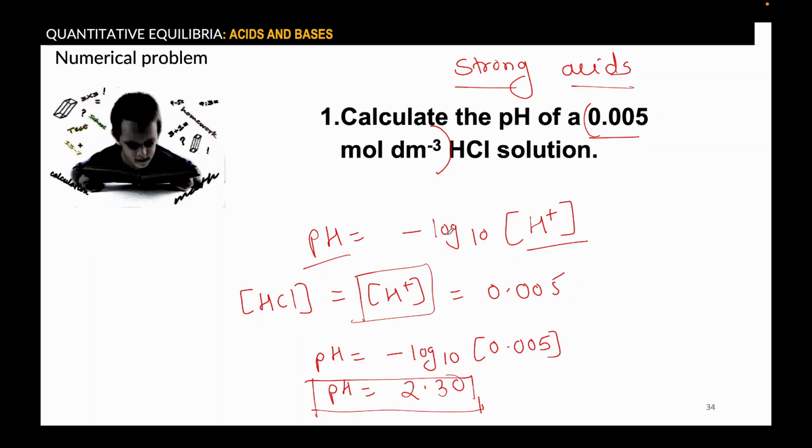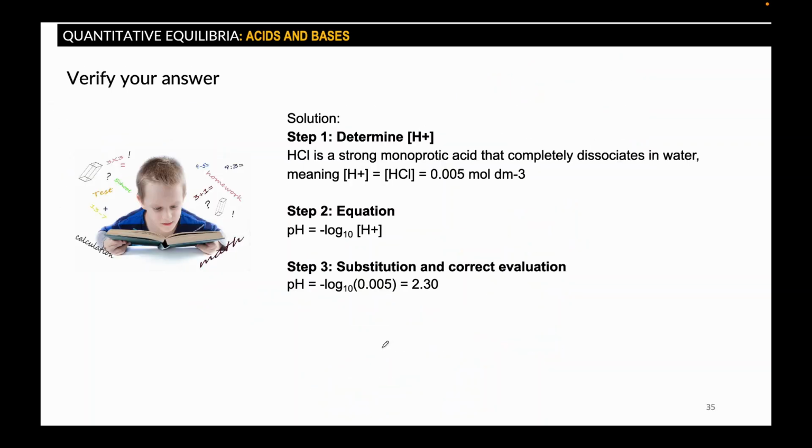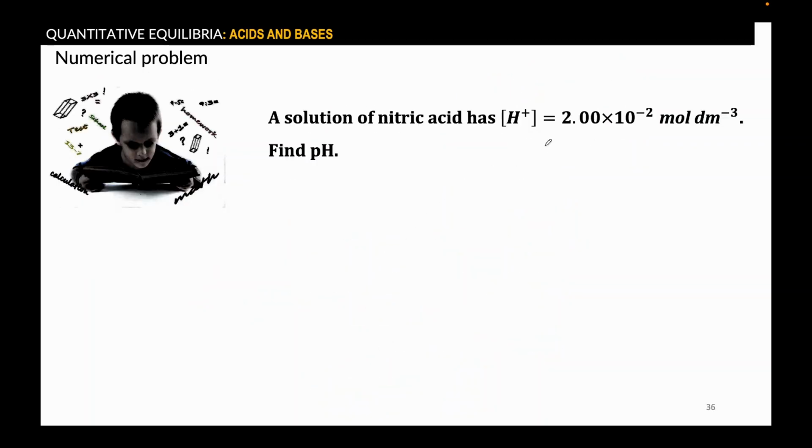So in this way we have to calculate the pH of strong acids. First, note down the formula. Second, find the concentration of H plus, where the concentration of HCl is equal to the concentration of H plus because it is a strong acid. Then put this value in the formula and, directly by putting it in the calculator, you will get the answer. Let us take one practice problem. Same, step number one is to write the formula: pH is equal to negative log base 10 of H plus.